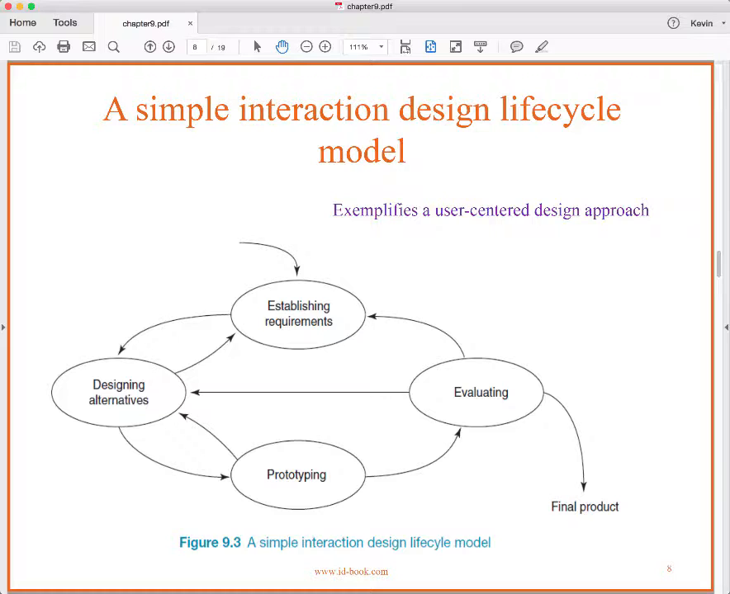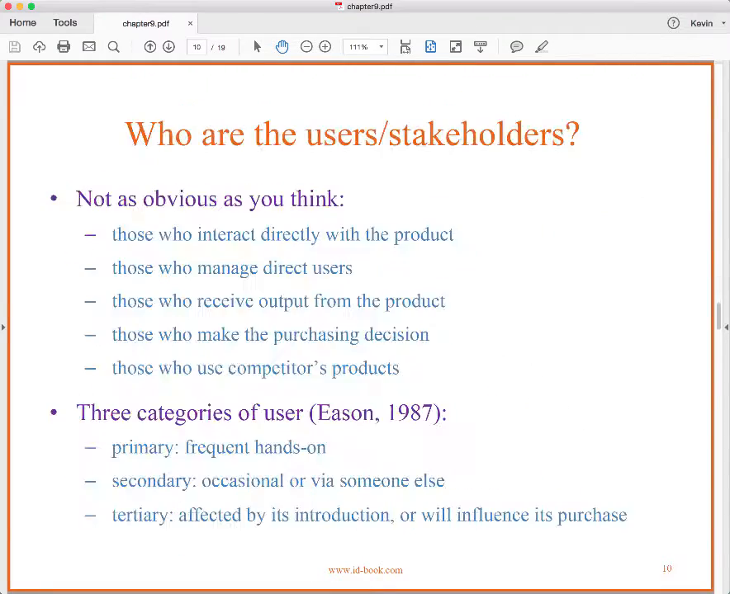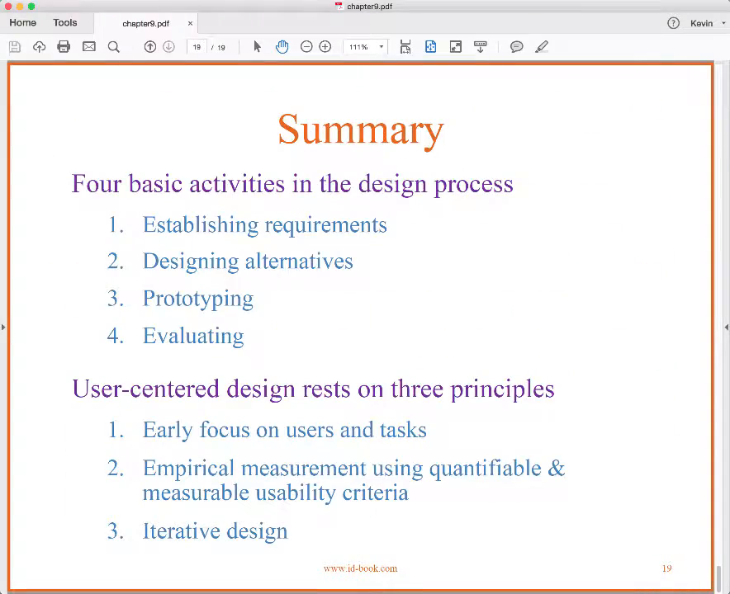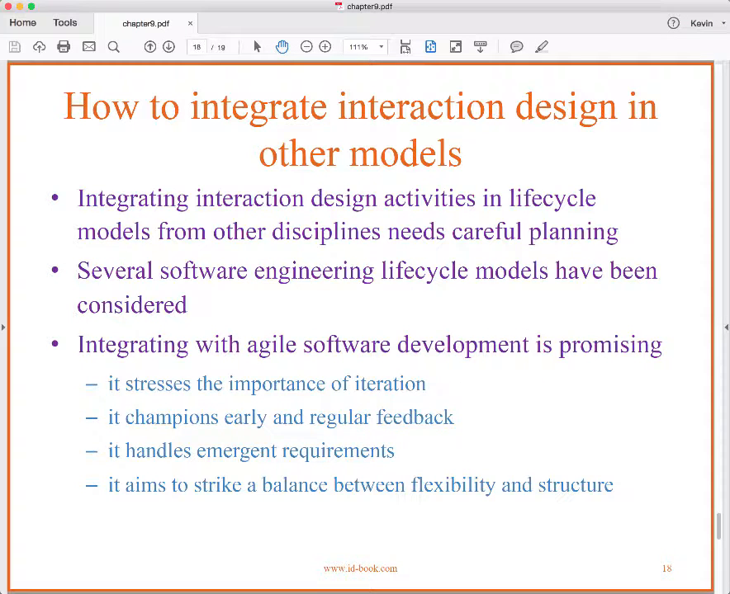So this ability to go from establishing the requirements to designing alternatives to prototyping to evaluating in a kind of fluid way, this, I think, is very appealing to us as a design team. Well, it turns out that in software development, there's this movement afoot called agile software development. It is very popular right now. It stresses the importance of iteration. It champions early and regular feedback. It handles emergent requirements. It aims to strike a balance between flexibility and structure.